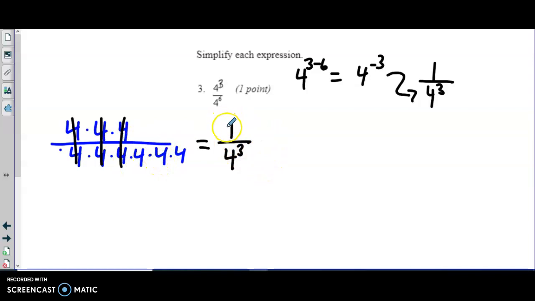Now, since this is numbers, we want to go ahead and simplify this further. So 4 times 4 times 4, or 4 to the 3rd, is really 64, because 4 times 4 is 16, 16 times 4 is 64. So the final answer here would be 1 over 64. And now you can do this one in your calculator.